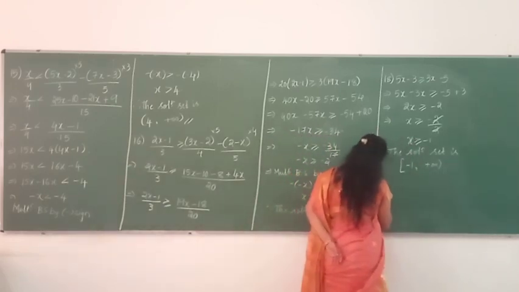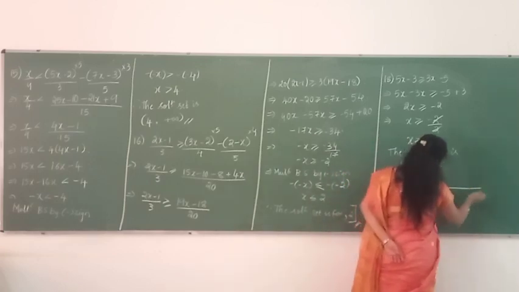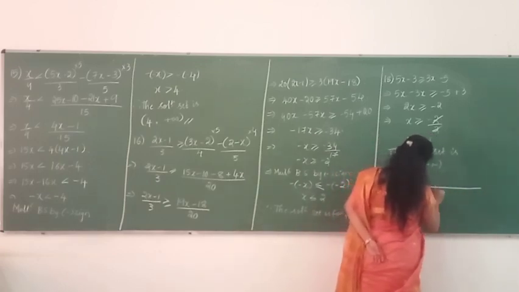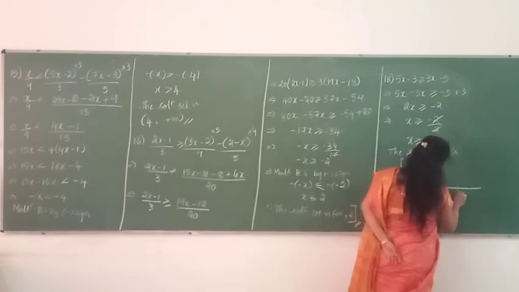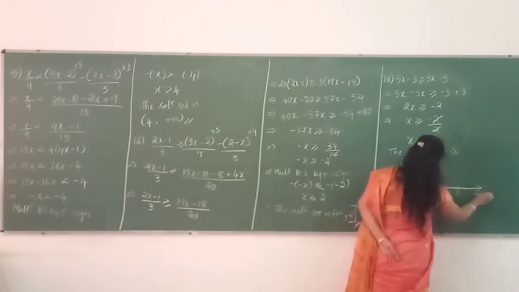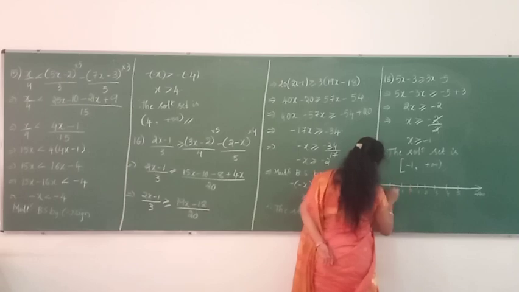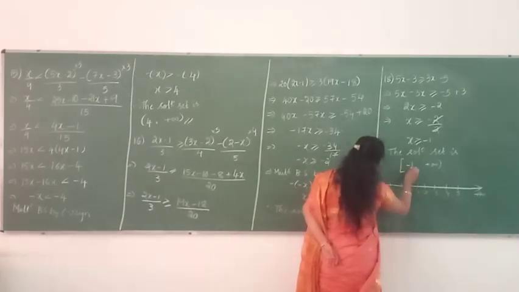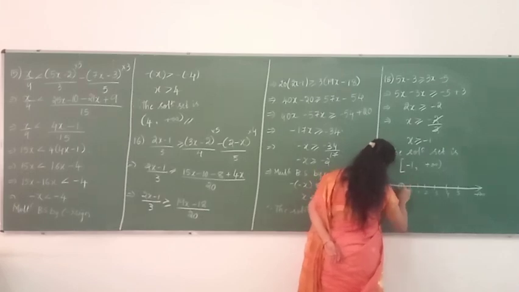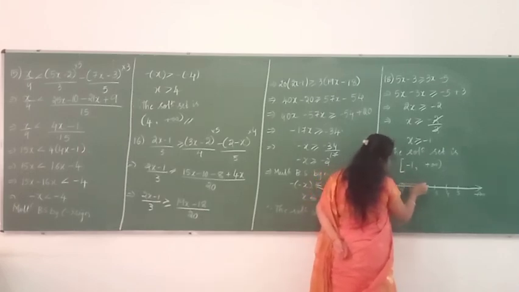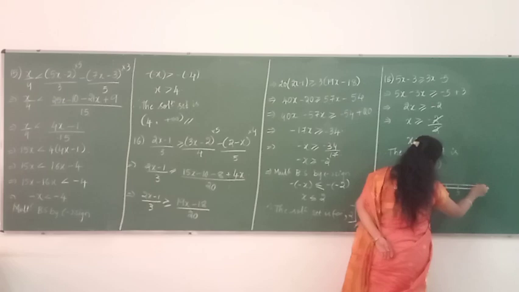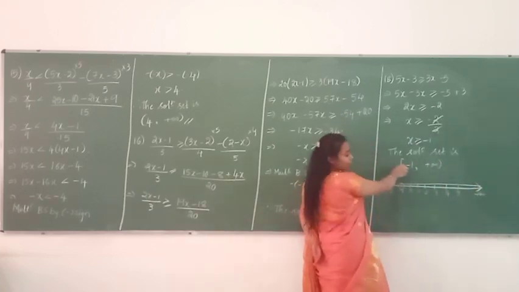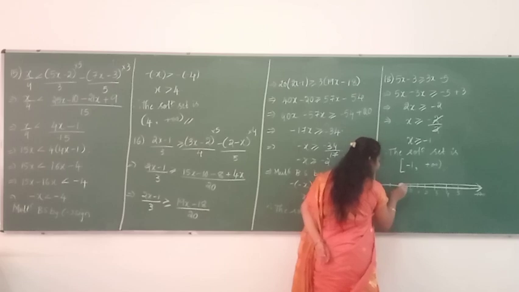Now we need to represent this inequality on a graph. So as it is minus 1, it moves towards positive side of plus infinity. And just check here, it is greater than or equal to, so it will be a shaded circle.